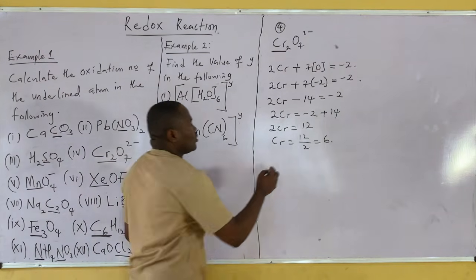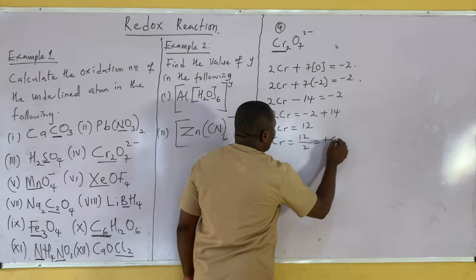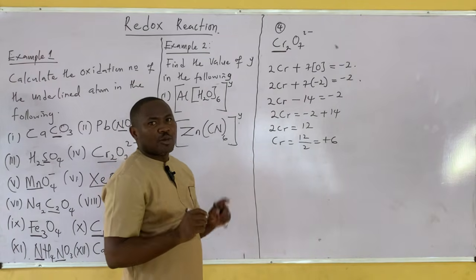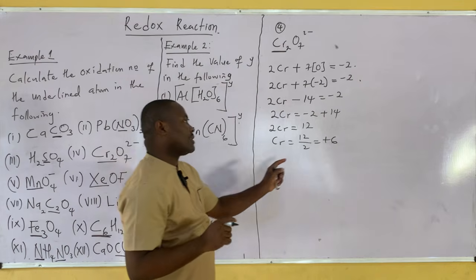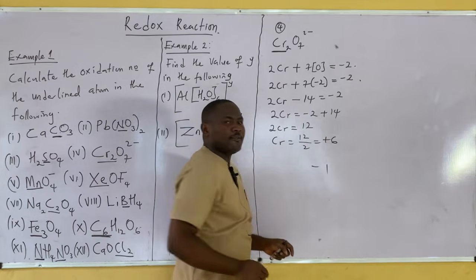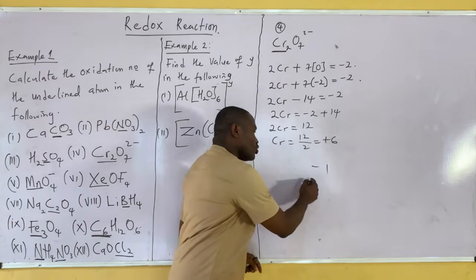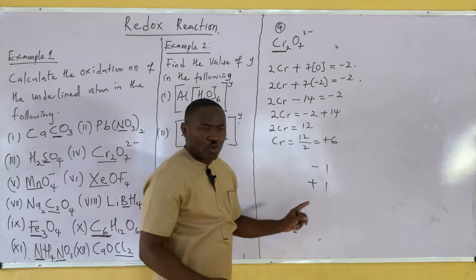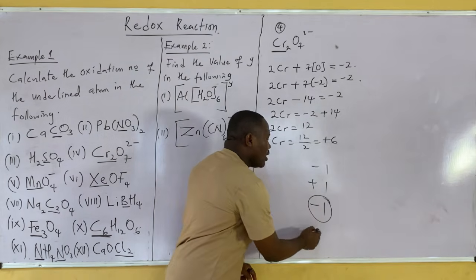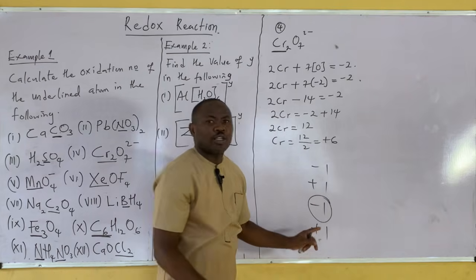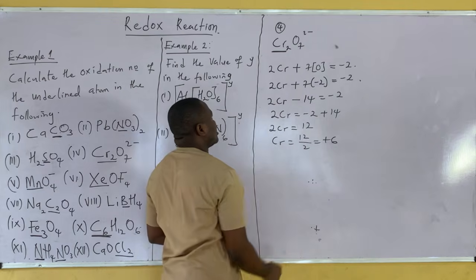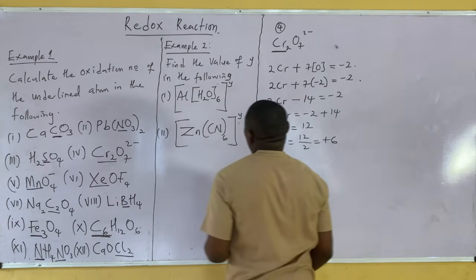So actually what I have here is plus 6, not minus 6. Oxidation number takes signs, but valency does not take sign. If it was a valence number, I would just call it 6. Minus 1 in valency is called 1. Plus 1 in valency is called 1. But minus 1 in oxidation number is called minus 1. Plus 1 in oxidation number is called plus 1. So all these guys are very important. You know them. Now let's look at another question.